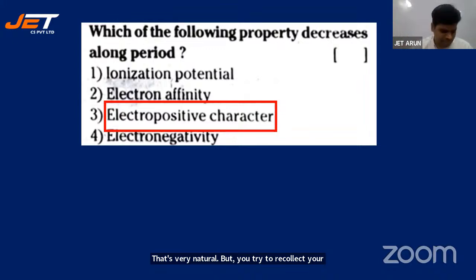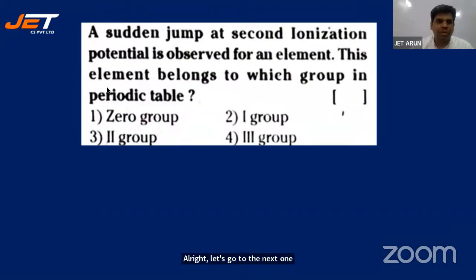All right, let's go for the next one. A sudden jump at second ionization potential is observed for an element. This element belongs to which group in the periodic table?